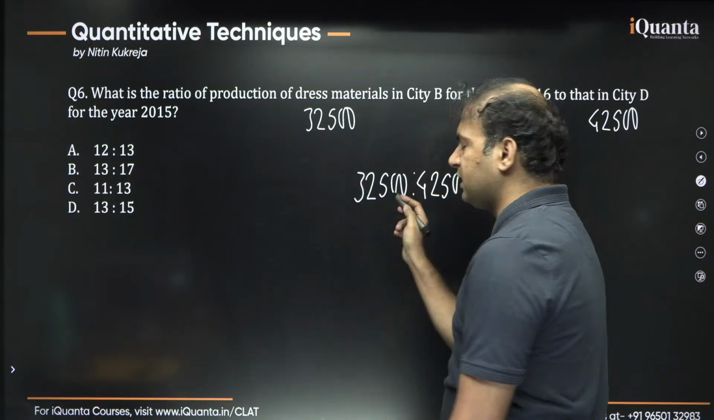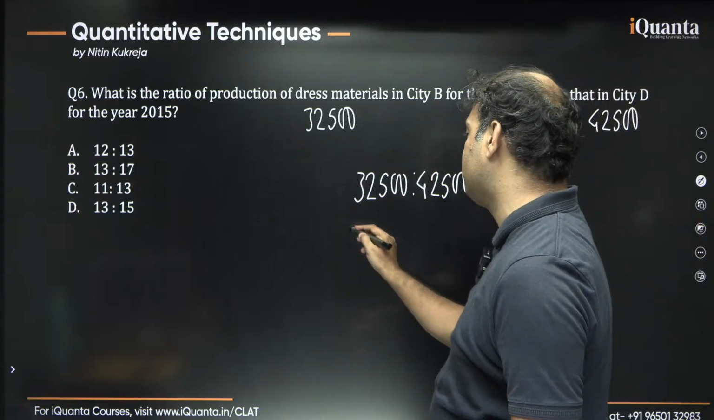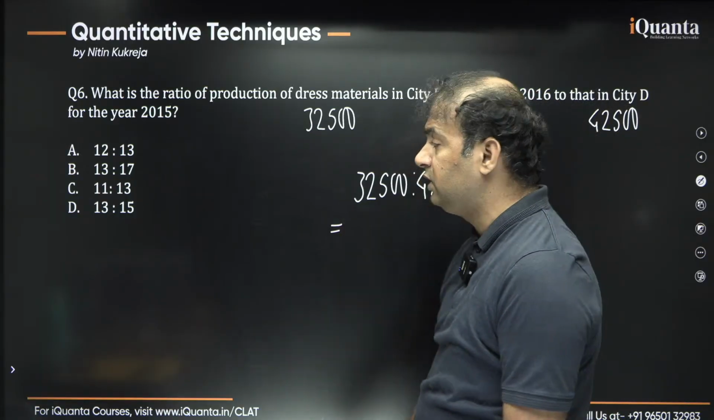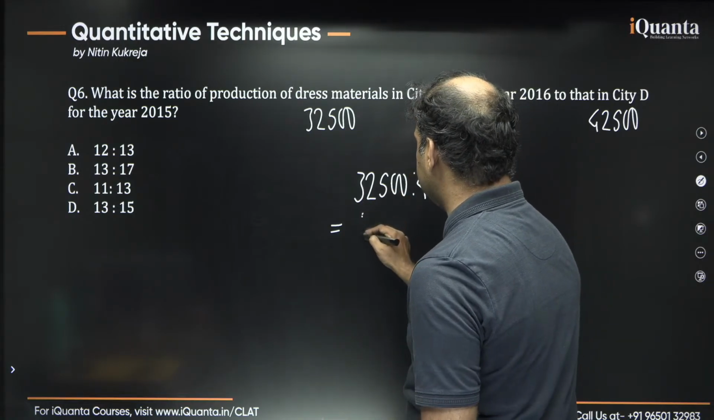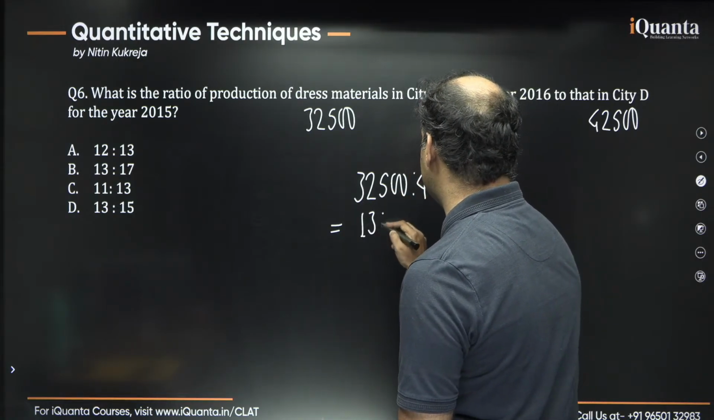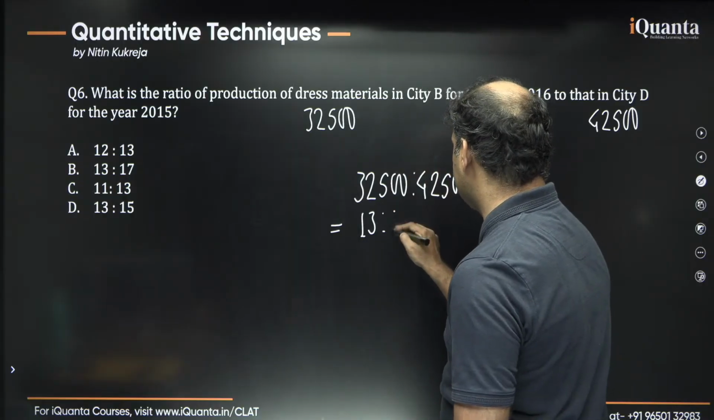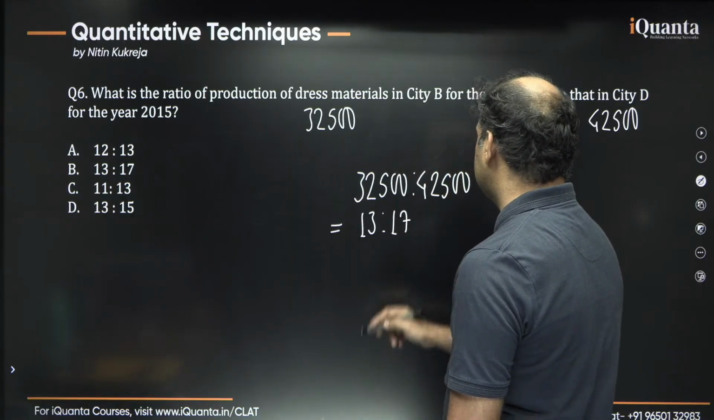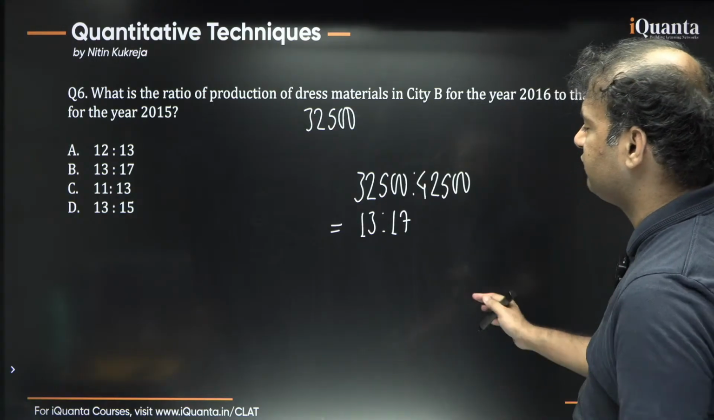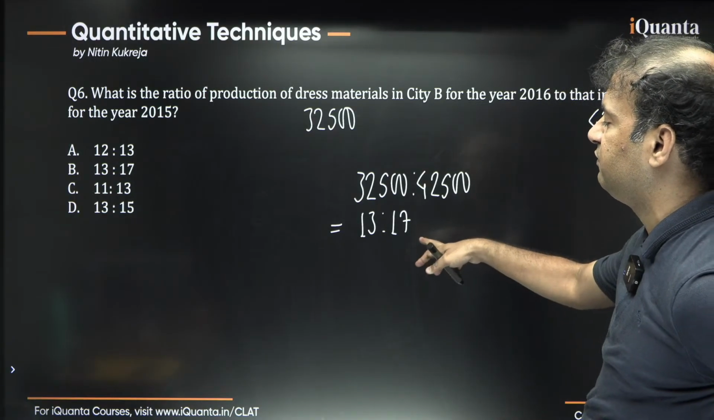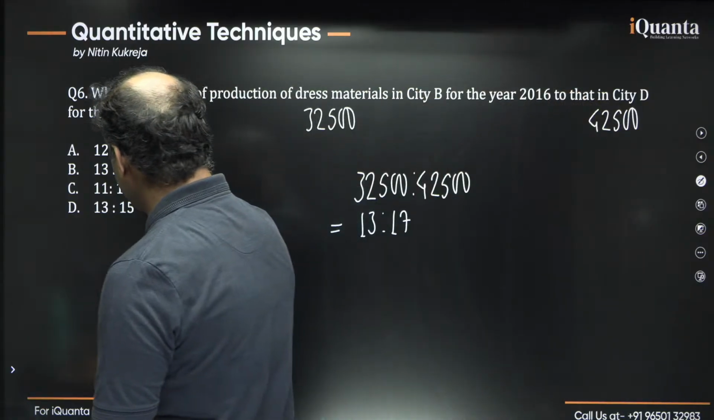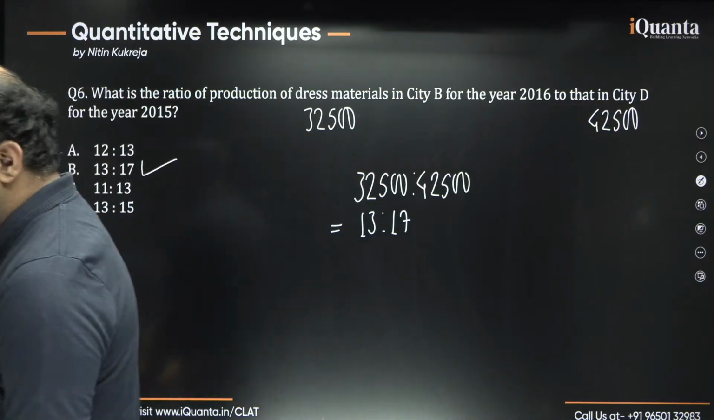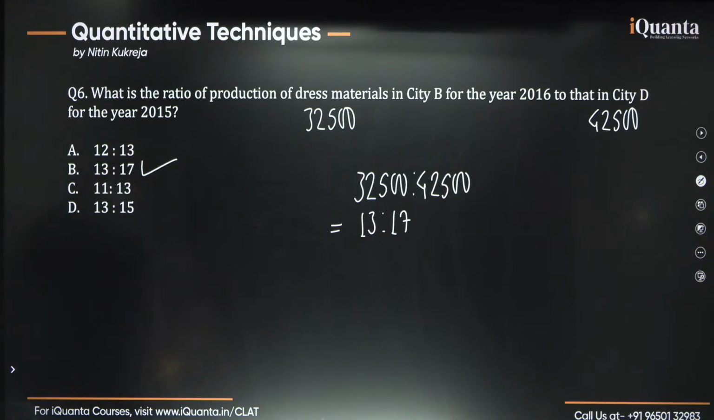So the 00 got cancelled out. In 325 and 425, 25 is common. Cancelling 25: 25 ones are 25, and 325 divided by 25 is 13, 425 divided by 25 is 17. So the ratio is 13:17, which is option number B. A simple question once again. Hope that's clear to everybody.